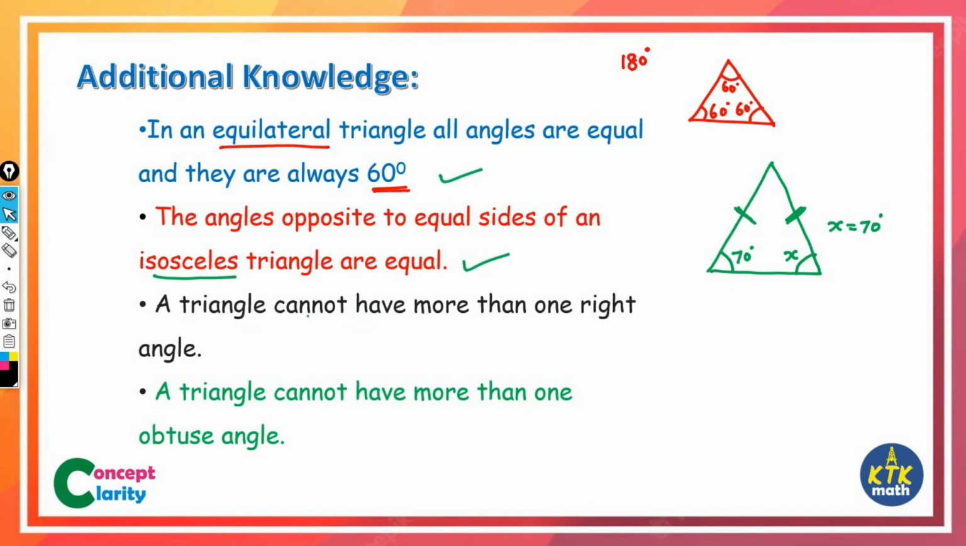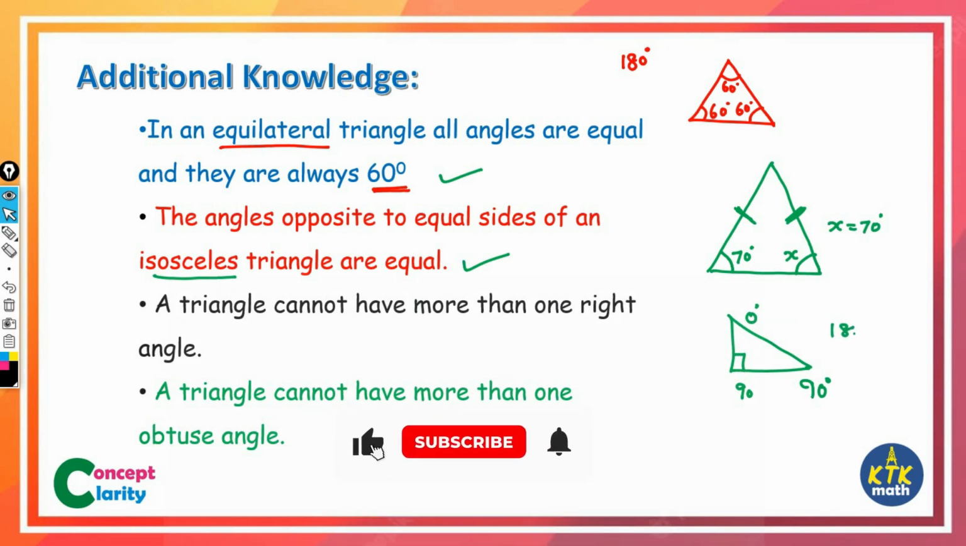And the third point is, a triangle cannot have more than one right angle. Obviously. See what happens when you consider a right triangle. One angle is going to be 90. So there is no possibility of getting another 90, because if you consider another 90, then the third angle will be 0, no? Since the addition of all the three angles must be 180. So a 0 angle is never going to be possible in a triangle.